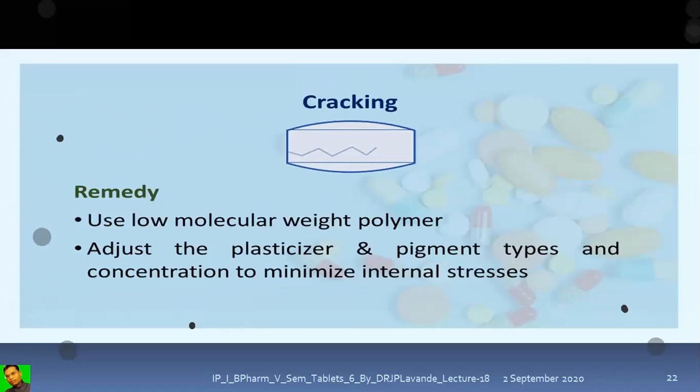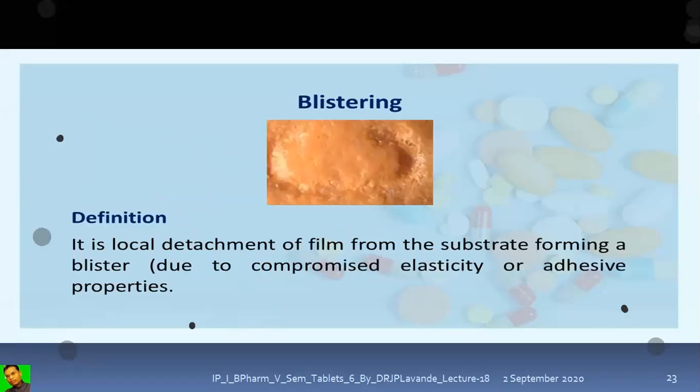Then the remedy, as I told you, is that we have to use a low molecular weight polymer, or we need to adjust the plasticizer and pigment types and concentration to minimize the internal stresses. The internal stresses need to be minimized in order to avoid cracking.